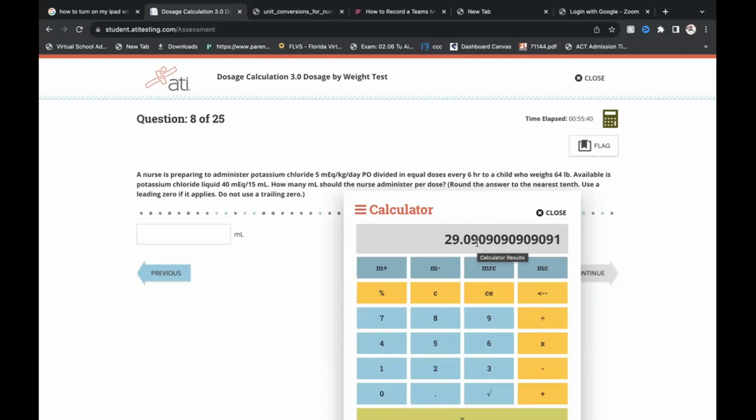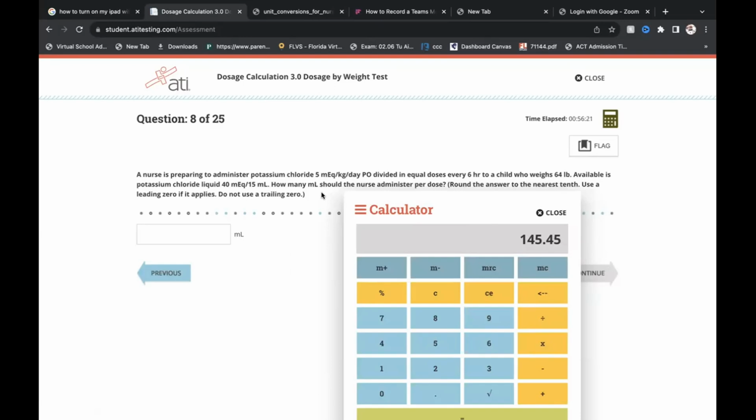That's how much the child weighs. 29.09 kilograms. Now it says we're supposed to administer potassium chloride 5 MEq per kilogram. Since we have 29.09 kilograms, we need to times that by 5. We're timesing it by 5 for each kilogram so that each kilogram can get that 5 right here. So 29.09 times 5, and that gives 145.45 MEq of potassium chloride that needs to be administered.